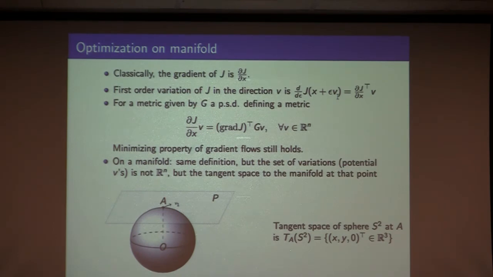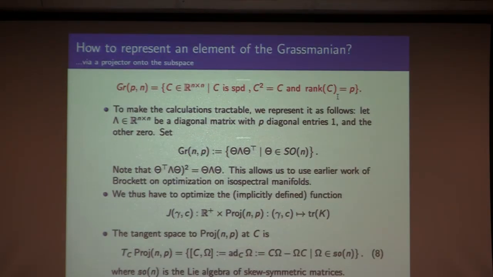Now, the only twist is that we cannot go in every direction v in R^n, but we'll need to restrict at every point the number of directions we can go to. That will be the tangent space. Here is an example. If I want to look at the tangent space of the sphere at this top point, I cannot go in all directions. I have to make sure that I don't go up and down. So it's a set of vectors which have this form, where the third coordinate is 0.